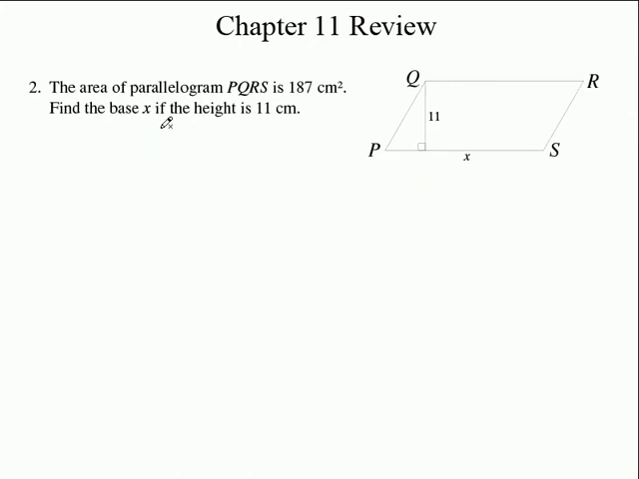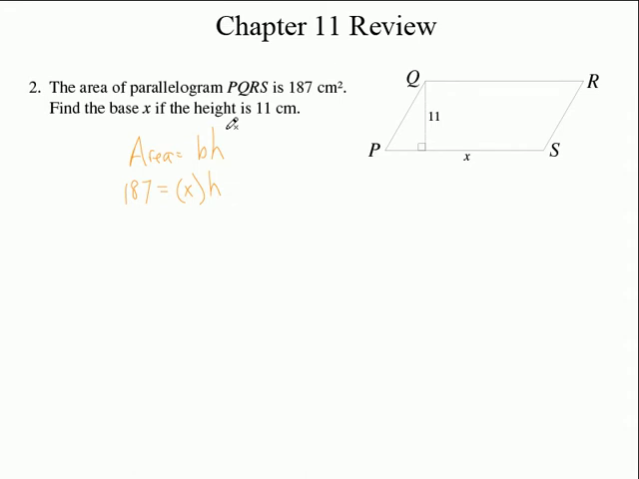This problem is very similar to the one we just finished doing, except they tell you the area this time. They don't ask you for the area, they tell you the area, which is 187. So remember, let's write the formula down again. The area equals the base times the height. And what do they tell you? They tell you the area, which is 187. What else do they tell you? It says find the base x. You can put an x right there if the height is 11. So the height you can put right here.